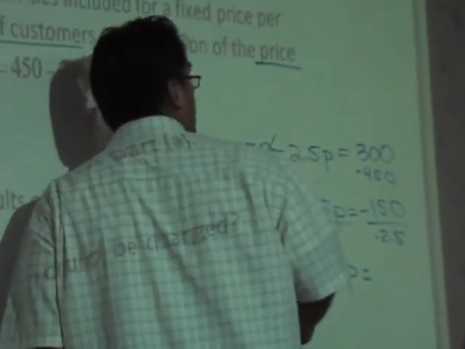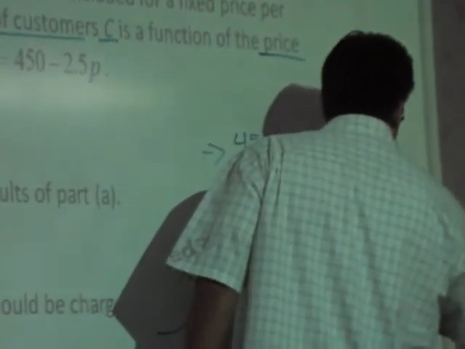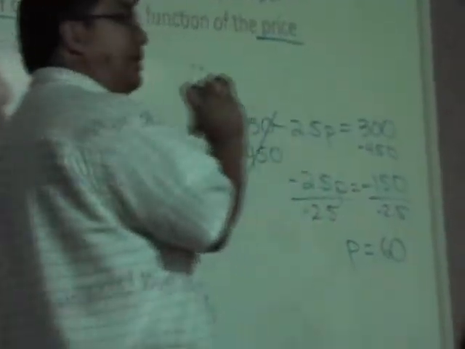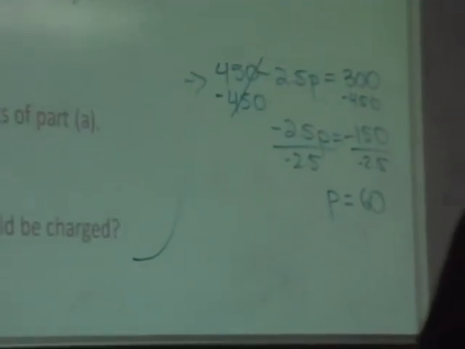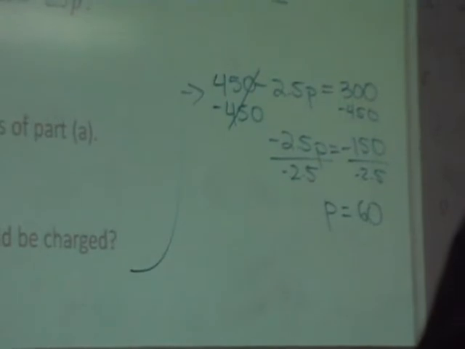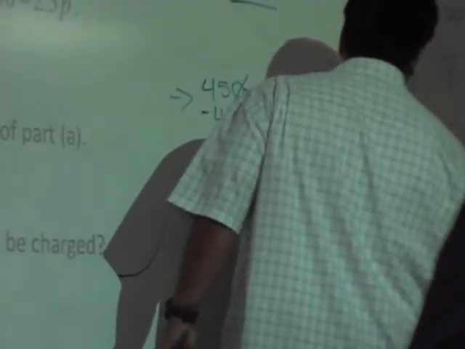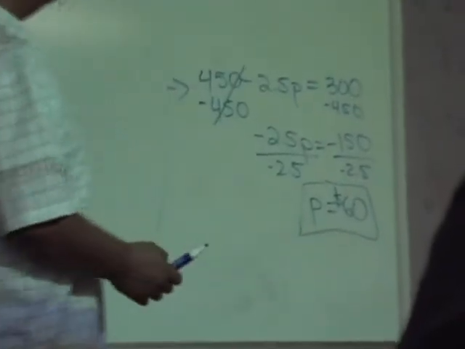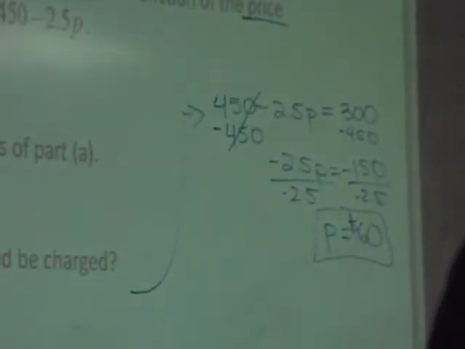Can someone? 60? Now, because you have to include units, what are you going to say? 60 what? Dollars per person. $60. That's the price that they would have to charge if they wanted 300 people to attend their event.